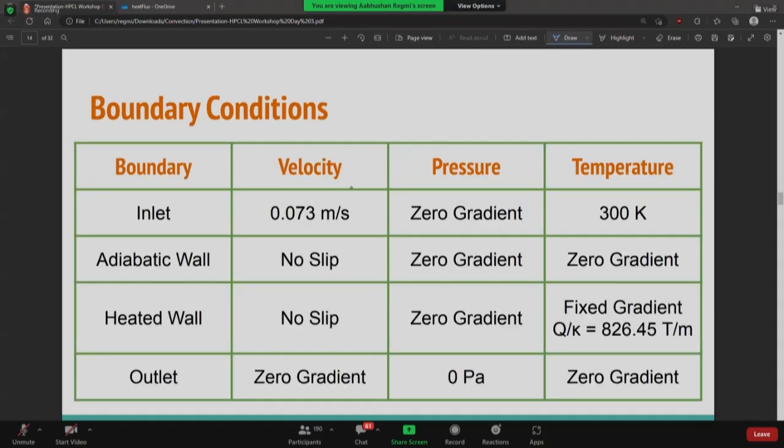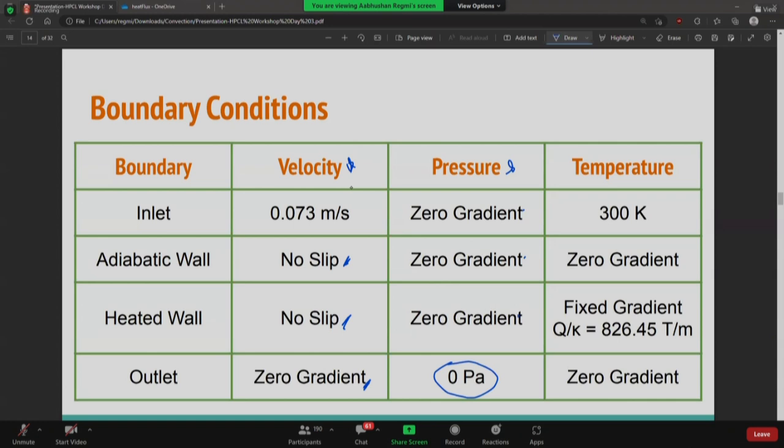Now the boundary condition that we will be providing at the inlet: we are going to provide 0.073 meter per second for a Reynolds number of 500, and this is for velocity. At the adiabatic wall, we are going to provide a no slip boundary condition. Similarly, at the heated wall, we are going to provide a no slip boundary condition. For the outlet, we are going to give a zero gradient boundary condition. This is for velocity only. And for pressure, we are going to give a zero gradient boundary condition everywhere. But at the outlet, we are going to fix the pressure at 0 pascal.